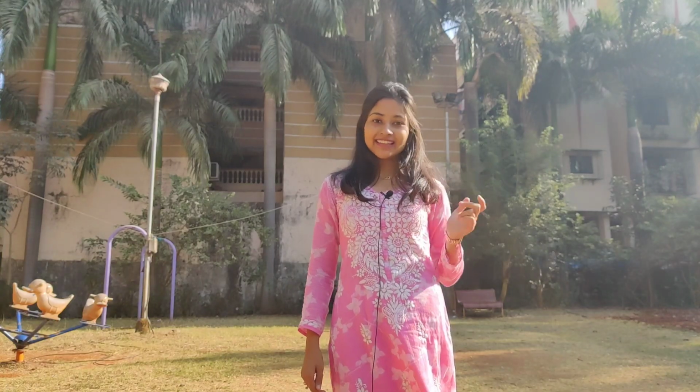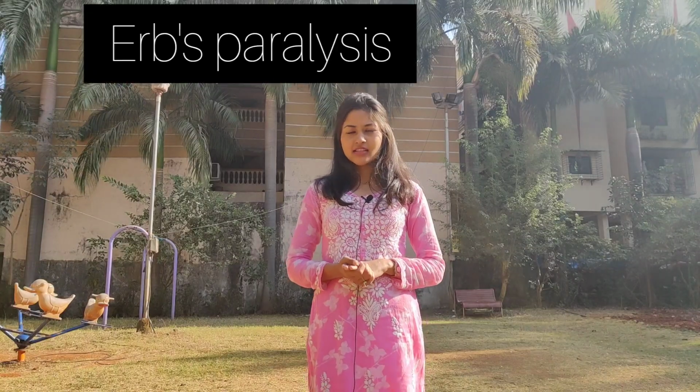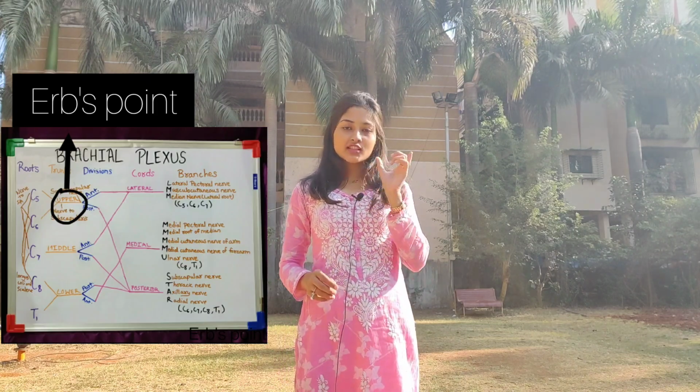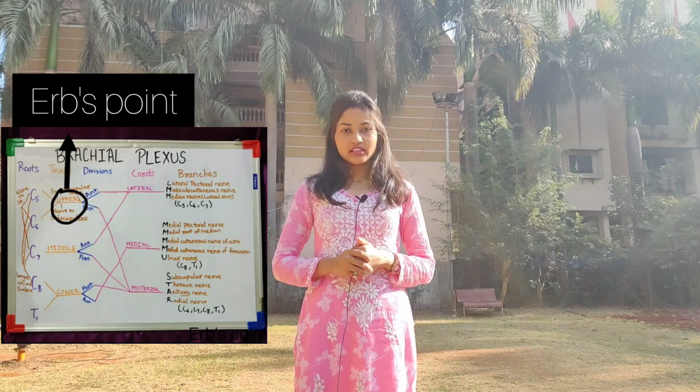Now coming to the clinical aspects of brachial plexus. What happens if there is an injury to the brachial plexus? There are two main types of deformities that arise when there is an injury to the brachial plexus. Let's go to the first one. That's the Erb's paralysis. Why is it called the Erb's paralysis? That is because this deformity happens when there is injury to a specific point on the brachial plexus called the Erb's point. So where is the Erb's point located? It is located in the upper trunk of the brachial plexus.